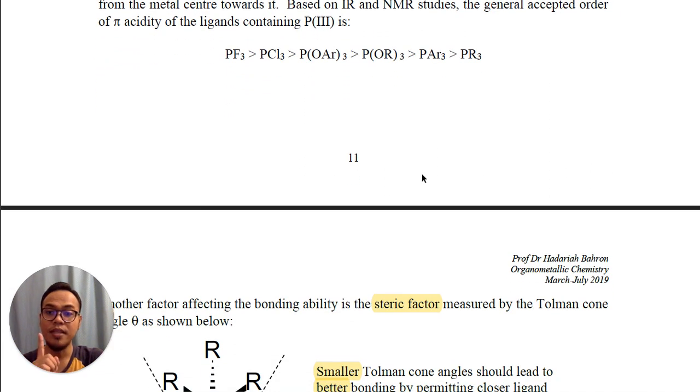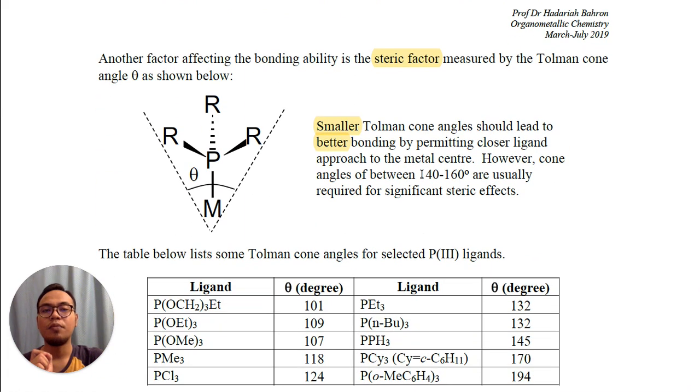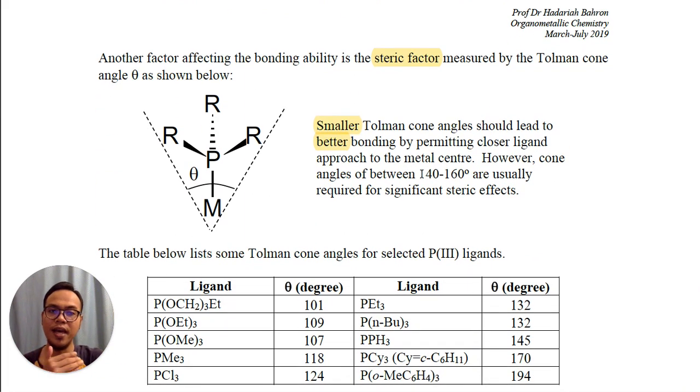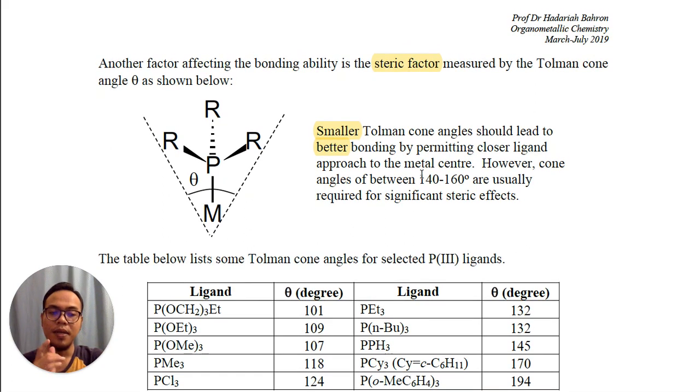So that's number one, the electron withdrawing ability of the substituent. And the second factor would be the steric factor. We had learned this steric factor earlier, but now we are going to measure it. The term that we use here is the Tolman cone angle, or theta. This will measure how big the angle is.